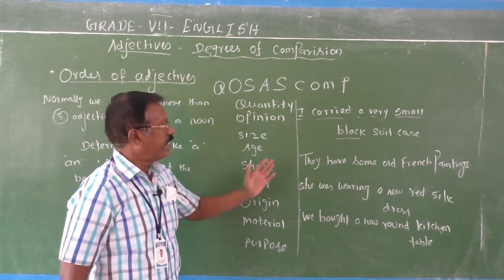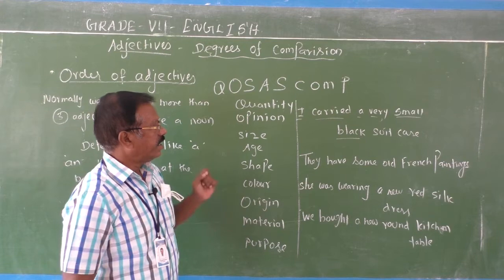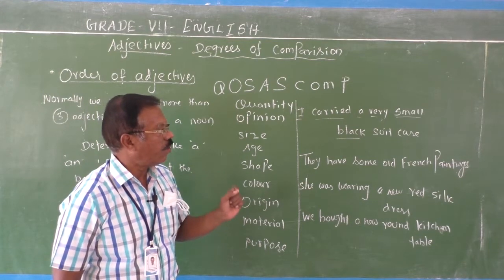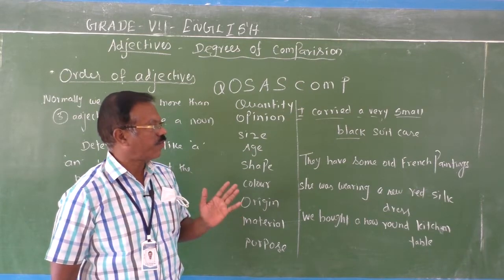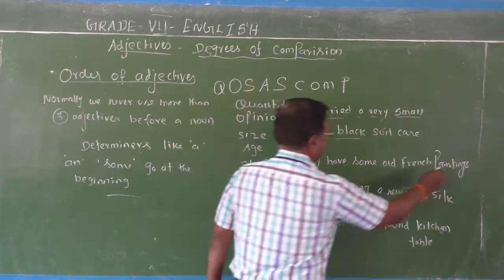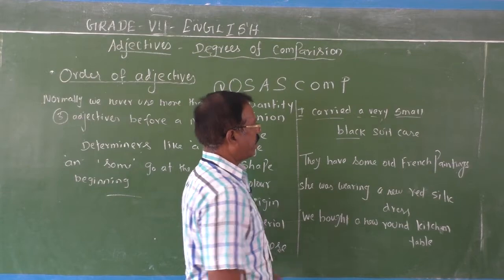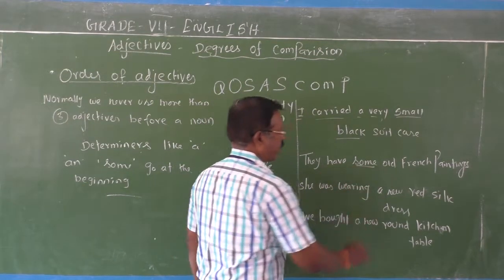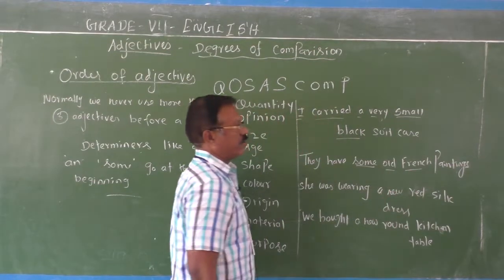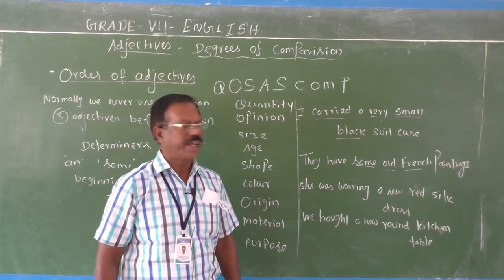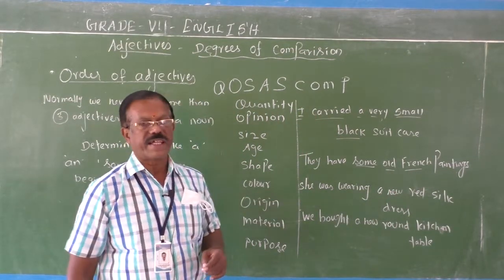Okay, fine children. See the second example. They have some old French paintings. In the second sentence, they is the subject, have is the verb, some is a quantifier, old is an adjective, French is a proper adjective used before paintings. Come to the third example.